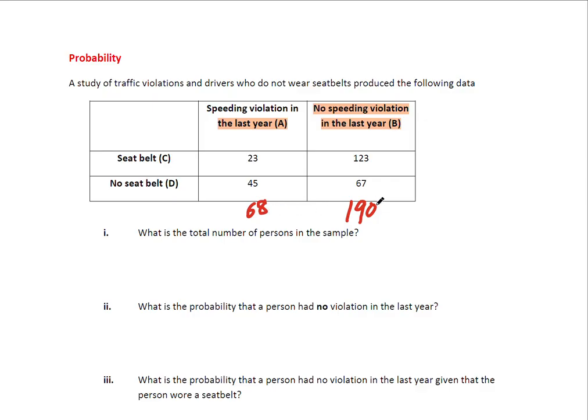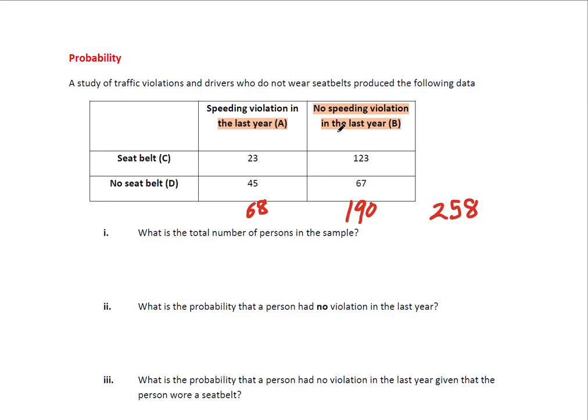Next, we're going to take the total of 190 plus 68. When we take the total of 190 plus 68, we get 258. And that 258 represents the total number of observations or sample size for this data set.